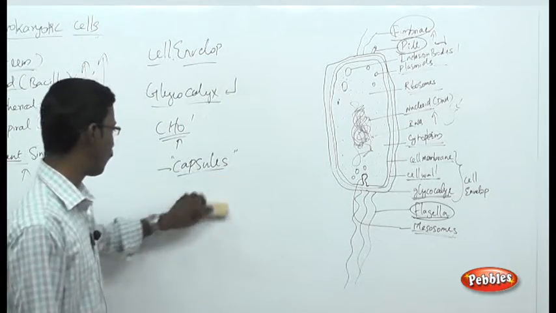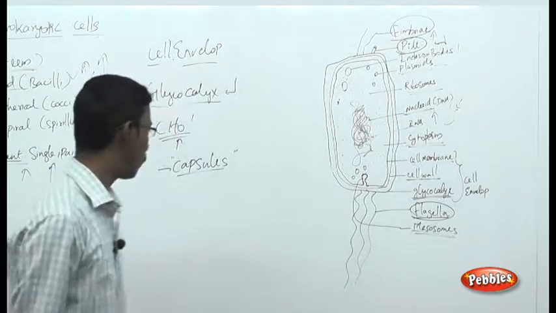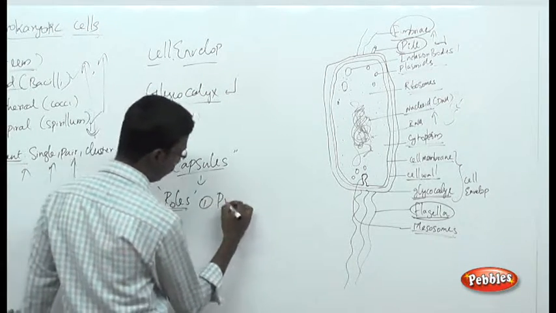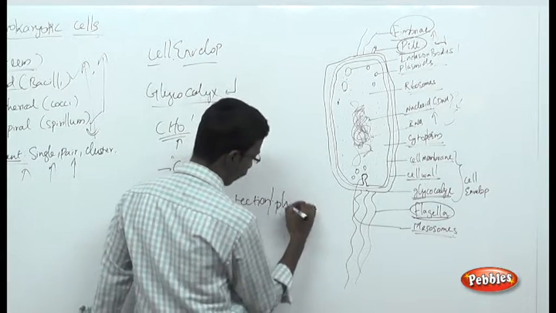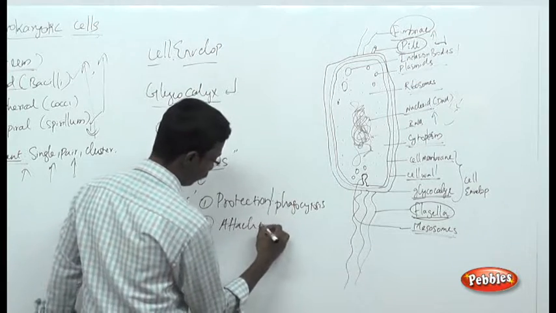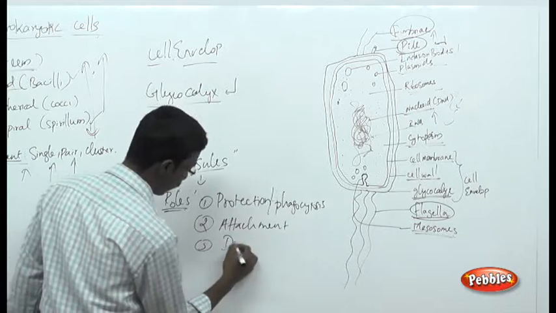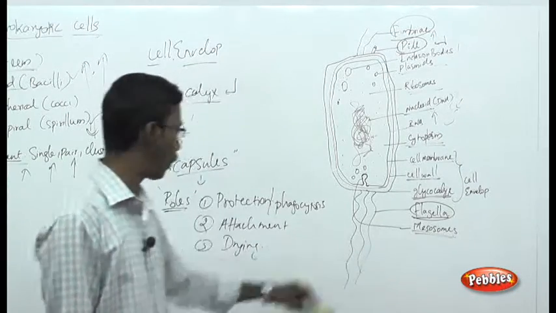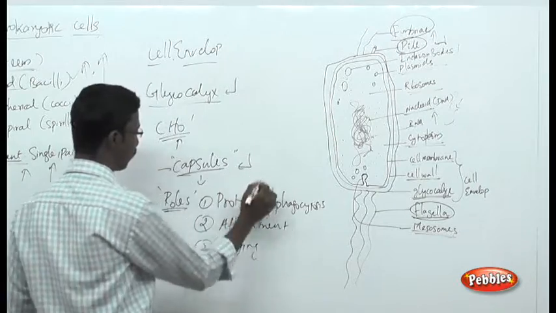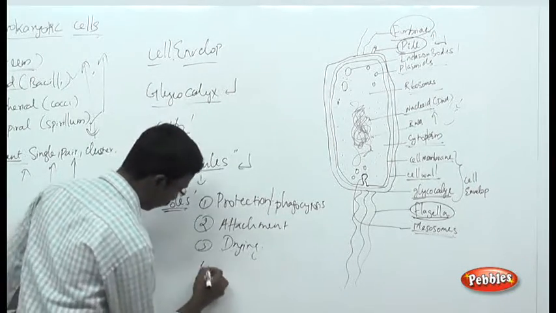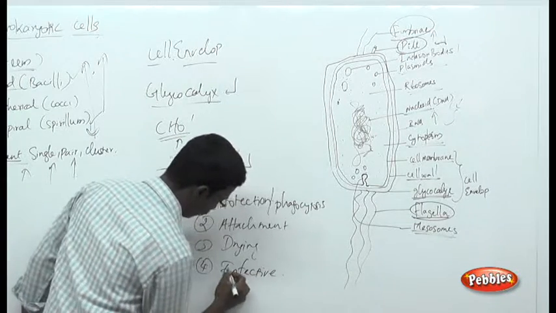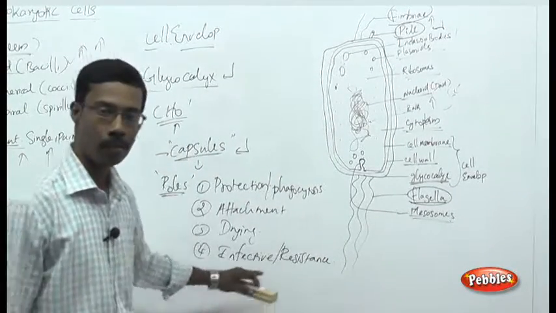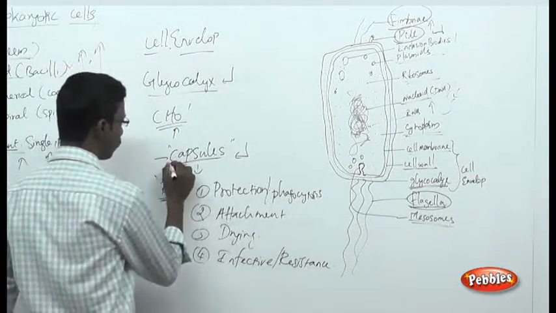Okay, so what are capsules? They are the covering present on the outermost surface of prokaryotic cells. What may be the role of capsules? They give protection from phagocytosis, they serve the purpose of attachment, and they prevent the bacteria from drying. Okay, so these are the major roles of the capsule structures, or glycocalyx structures, of prokaryotic cells, and they make the bacteria infective. As I told you, they give resistance to the bacteria, so that they are infective to animals. These are the purposes of the capsules.